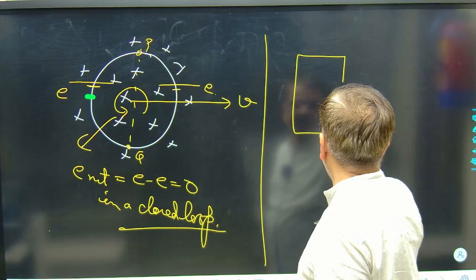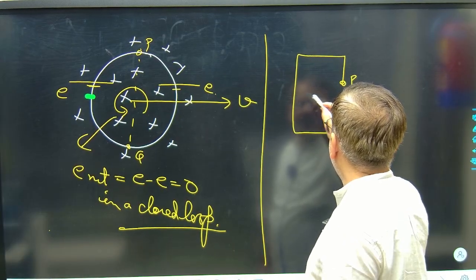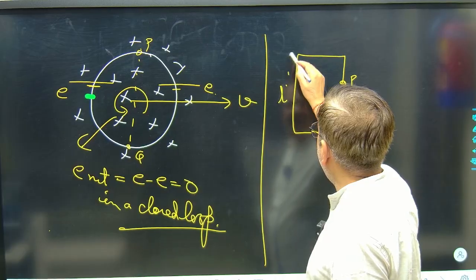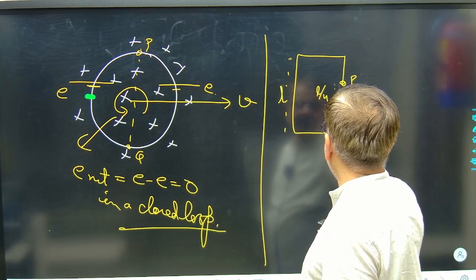This type of arrangement is moving. Correct. This is the point P. This is the end Q. And say this length is L. This gap is L by 4. Suppose I say this gap is L by 4.